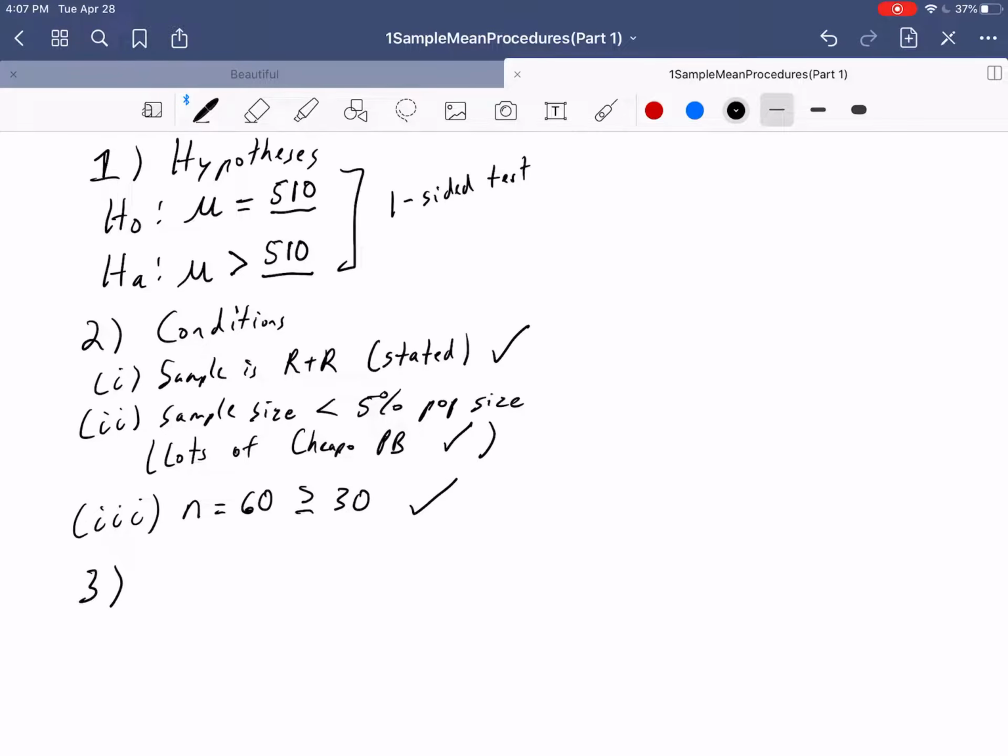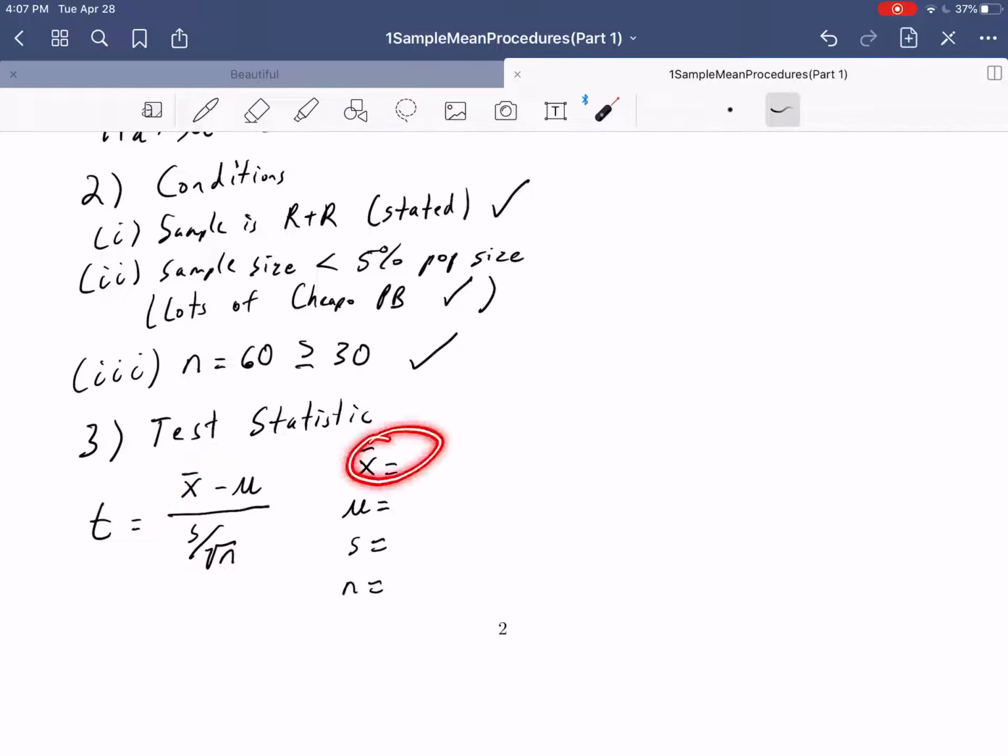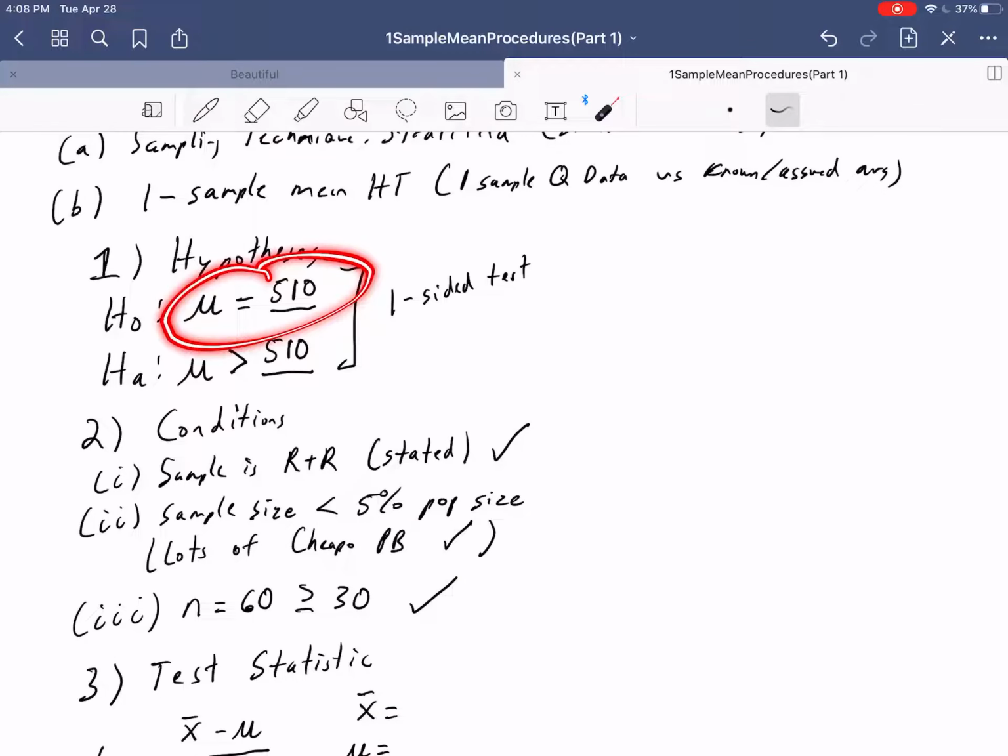So for step 3, we're going to go ahead and get our test statistic. For our test statistic, we're going to be using that formula, T equals x bar minus mu divided by S divided by root n. Well, you'll have to make a little list of the 4 things here that you're going to need to know to plug into this formula to calculate this. You'll need to know x bar, mu, S, and n. A couple of these things we've already used. We had n equals 60, so we know n is 60 here. We also have already written down mu, right? We said mu equals 510.